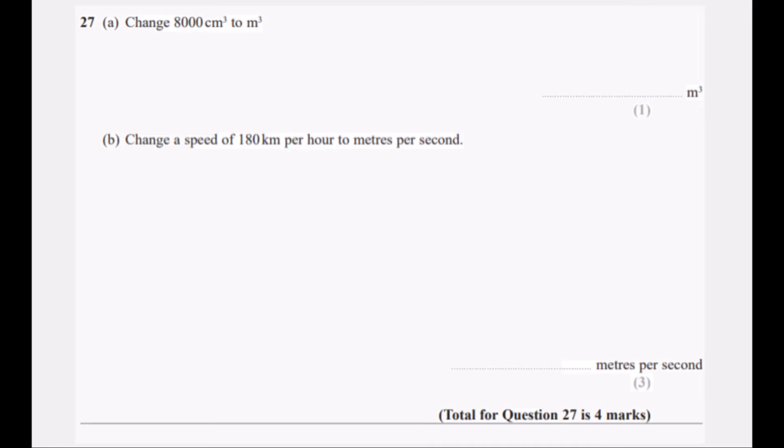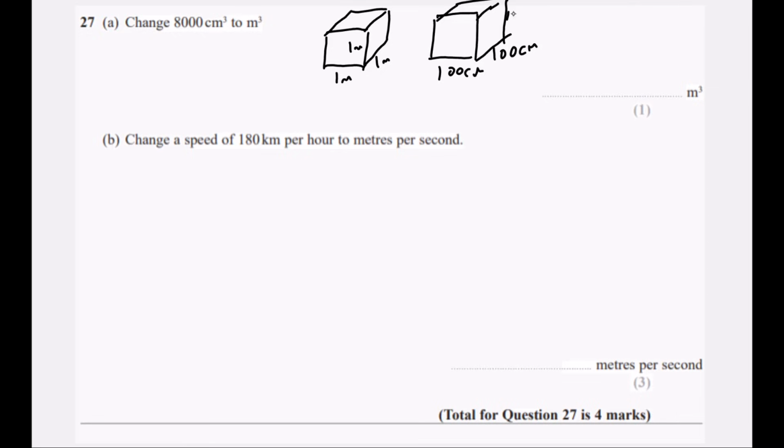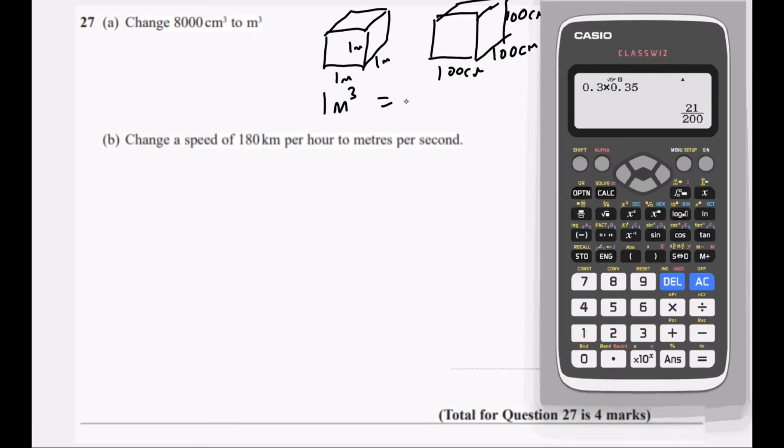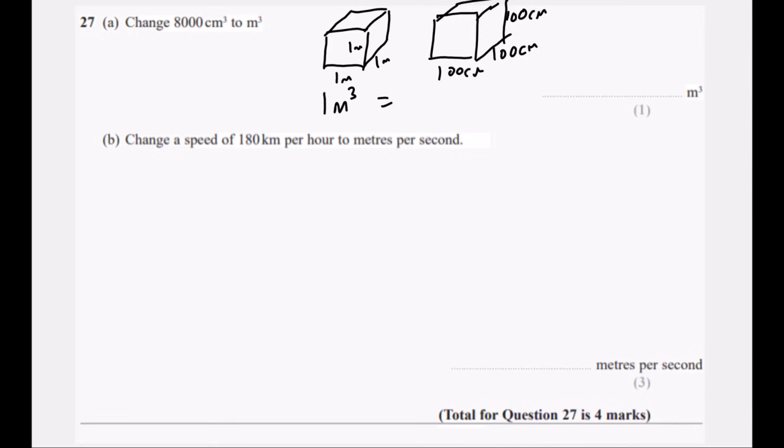Question 27. Change 8,000 centimeters cubed into meters cubed. So what's the conversion here? If I had a meter cube, that's 1 meter by 1 meter by 1 meter. That's exactly the same as having, each meter is 100 centimeters, so 100 centimeters by 100 centimeters by 100 centimeters. So 1 meter cubed is the same as 100 times 100 times 100, 1,000,000 centimeters cubed.